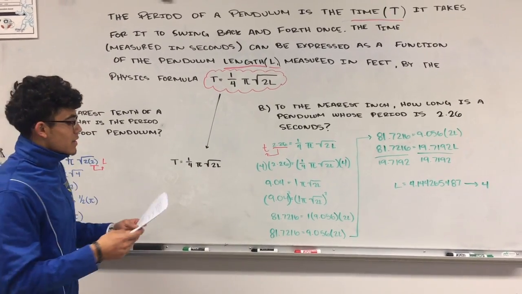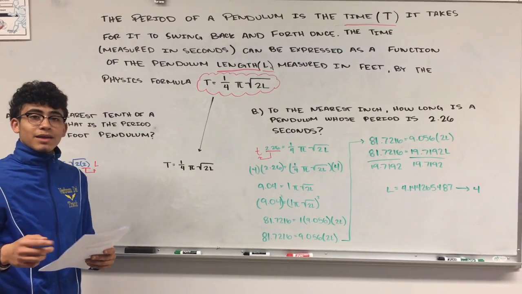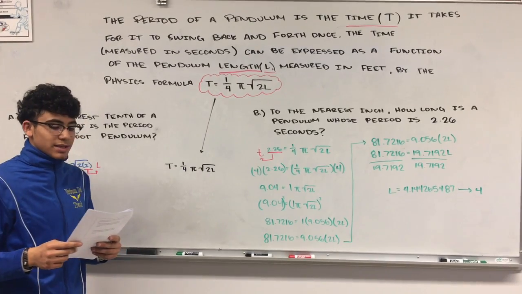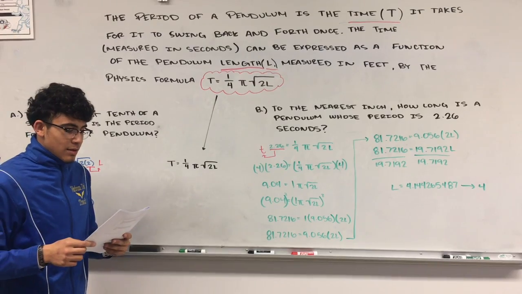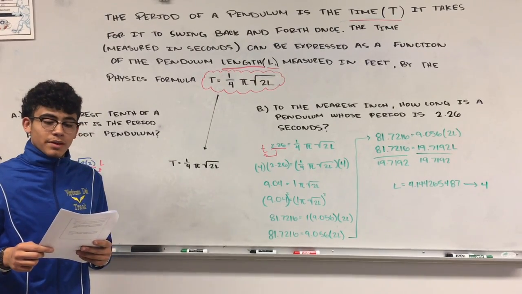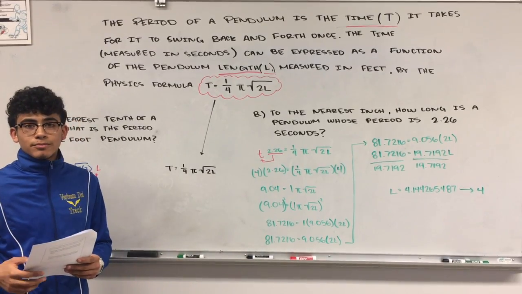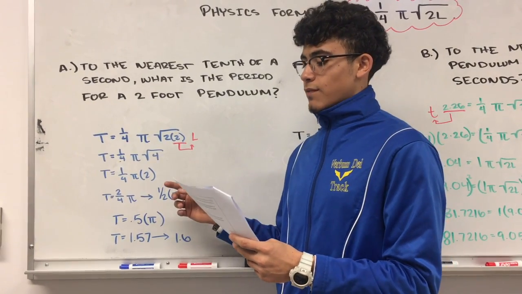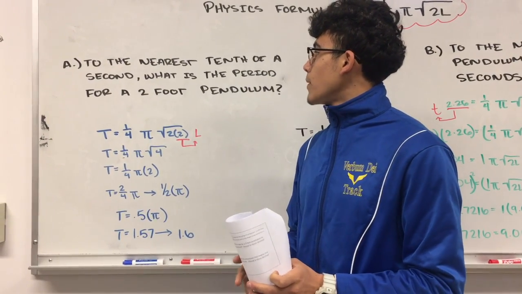Our problem is the period of a pendulum is the time T it takes for it to swing back and forth once. The time measured in seconds can be expressed as a function of the pendulum length L, measured in feet, by the physics formula T equals 1/4 pi square root of 2L. Part A wants us to figure out, to the nearest tenth of a second, what is the period for a 2-foot pendulum?